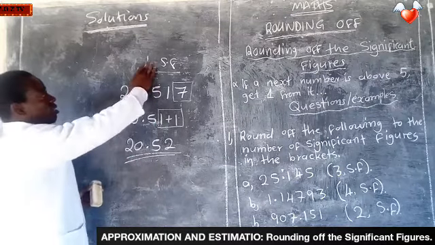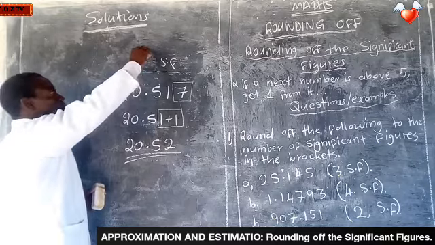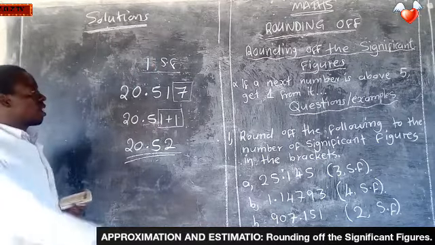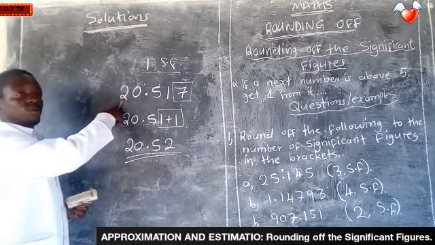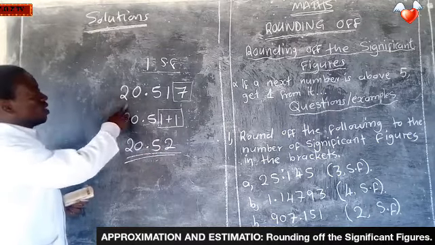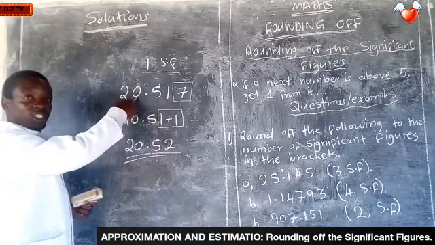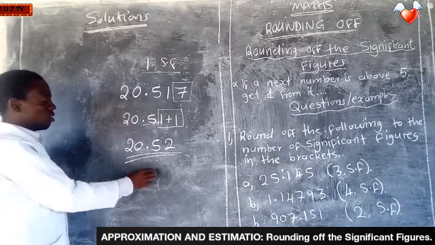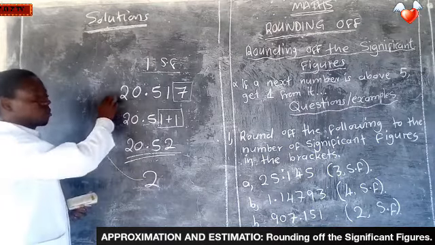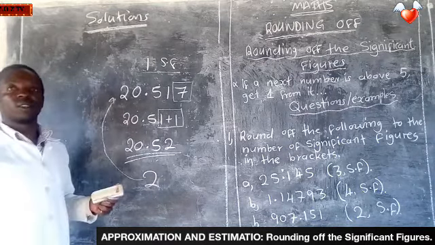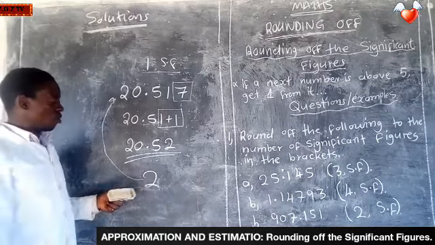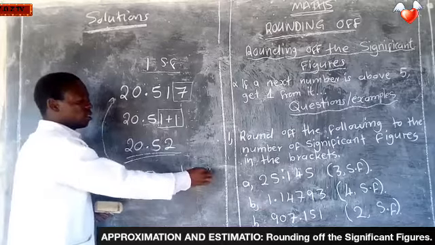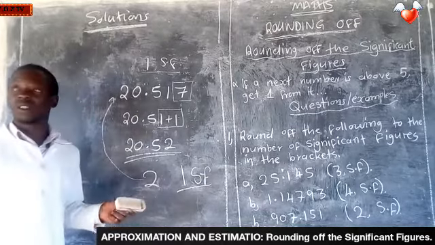When the question says round off to 1 significant figure, just go for the 2. After the 2, the next number is 0, right? 0 is below 5. So my answer will be just 20. But when you write the 2, don't forget to write 1 significant figure.